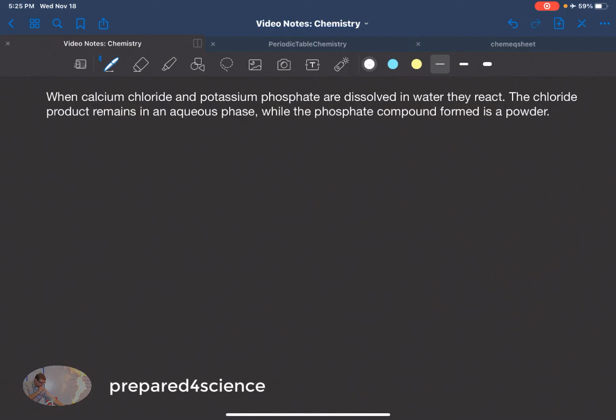Hey class, welcome back. We're going to take a look at writing out a skeleton equation for this particular problem, looking at different aspects of it, like classifying it, figuring out what type it is, and then we're also going to balance the equation we get from this reaction.